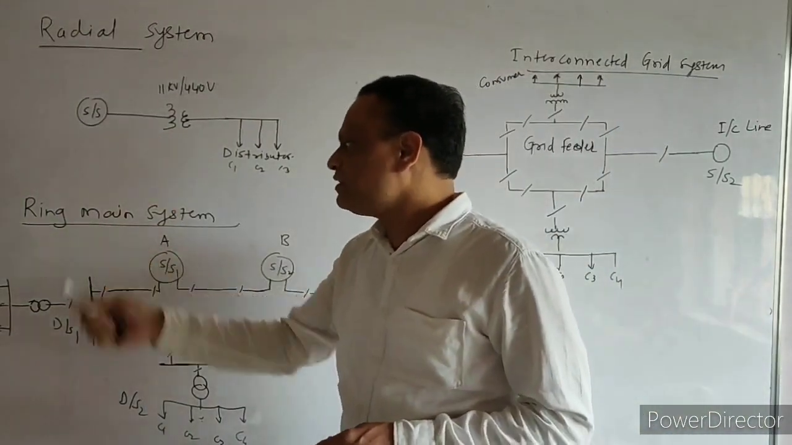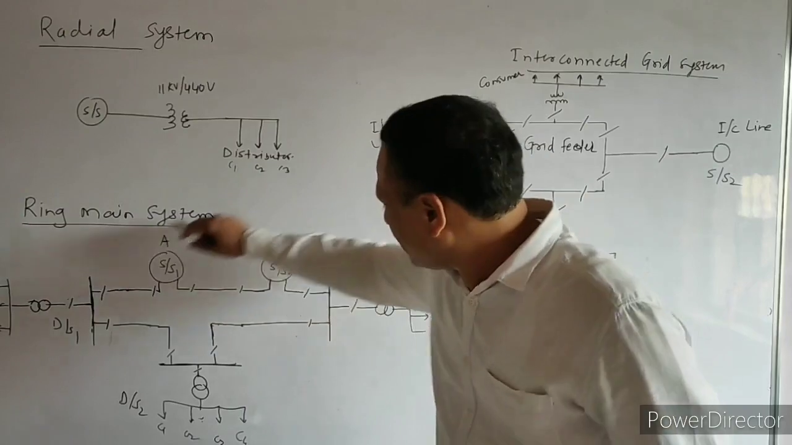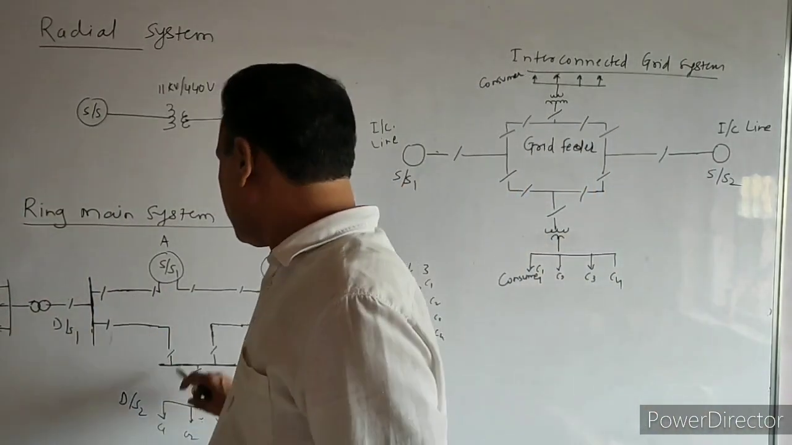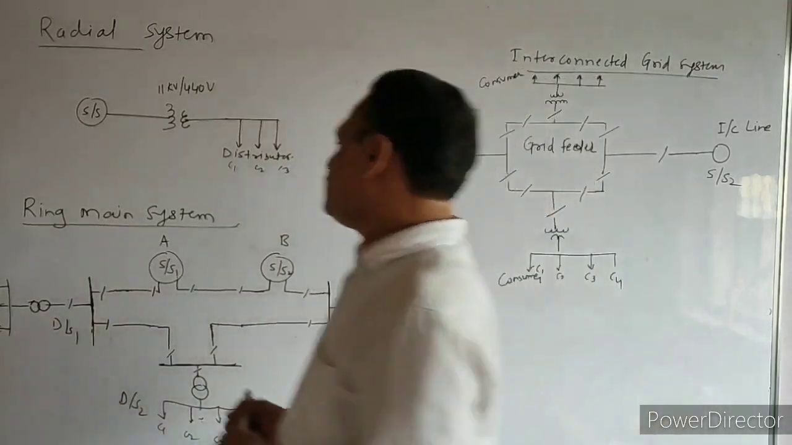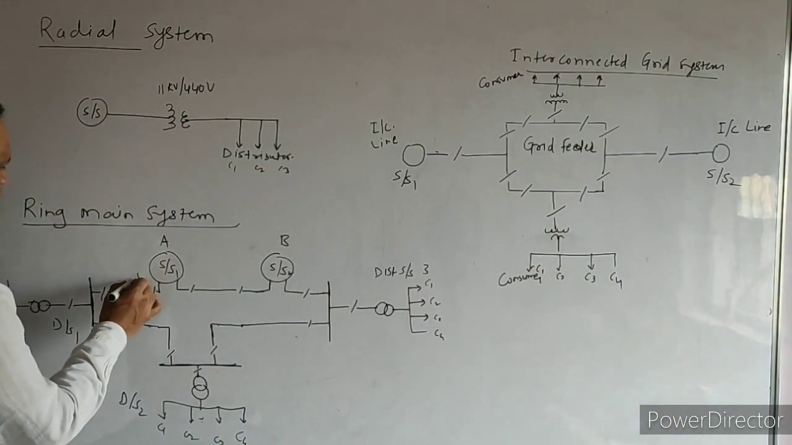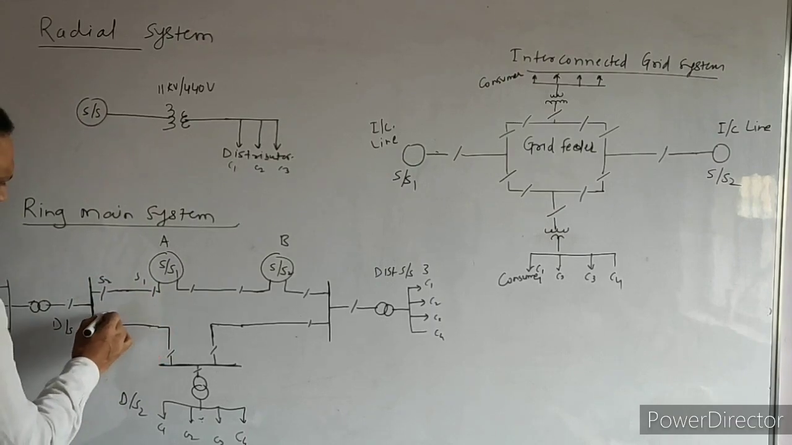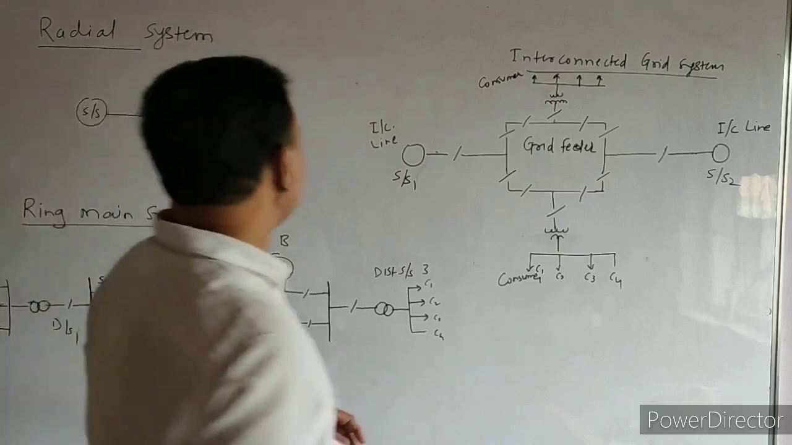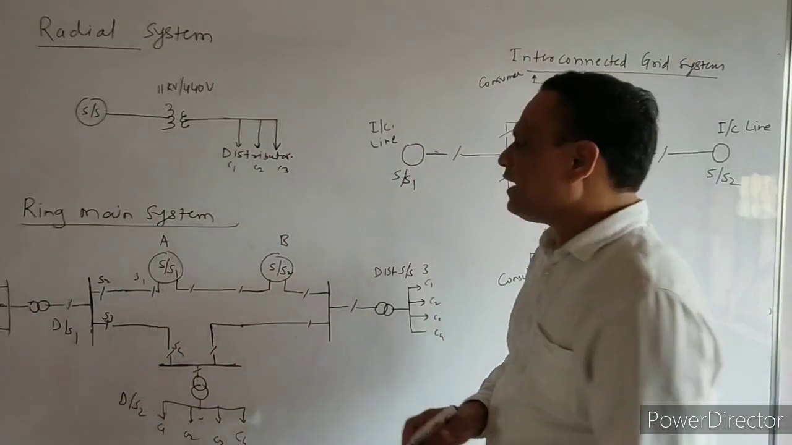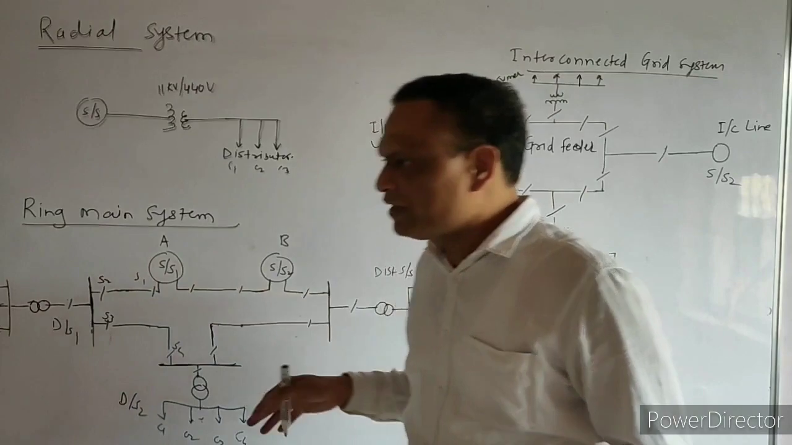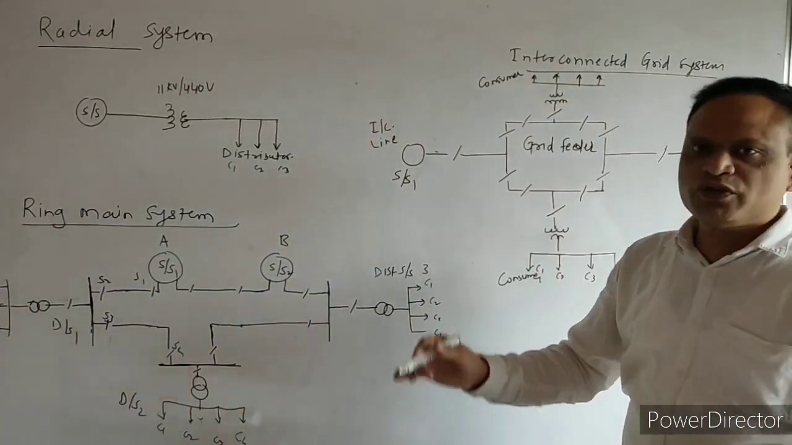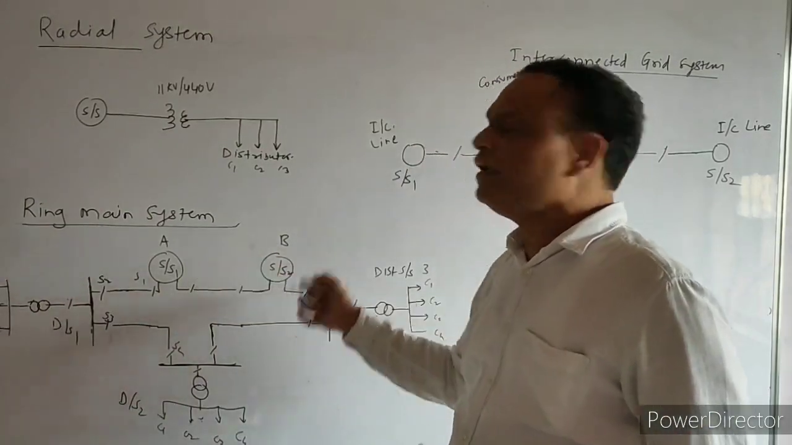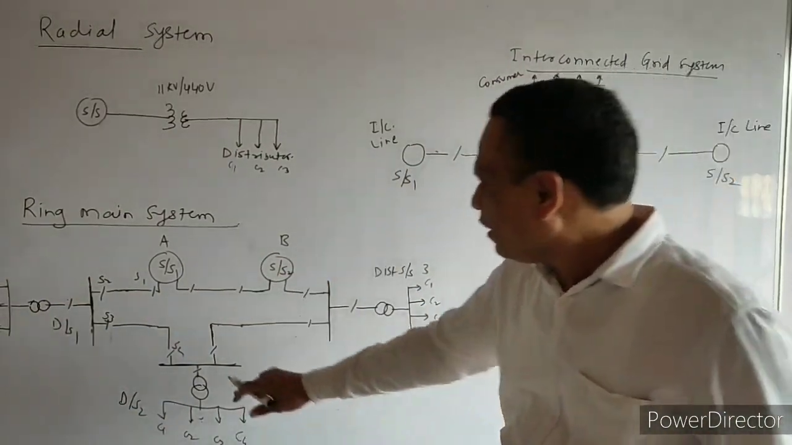Now let us have a look at the ring main system. This ring is formed by using multiple feeders. We can say this is a feeder, this is a feeder, and this is a feeder. Now we can see these are the various switches. Say this is S1, S2, S3, S4, and we can name them in a proper way. This system is formed with the help of a number of feeders. Any number of consumers can have the electrical supply from any of the substations or any of the feeders.